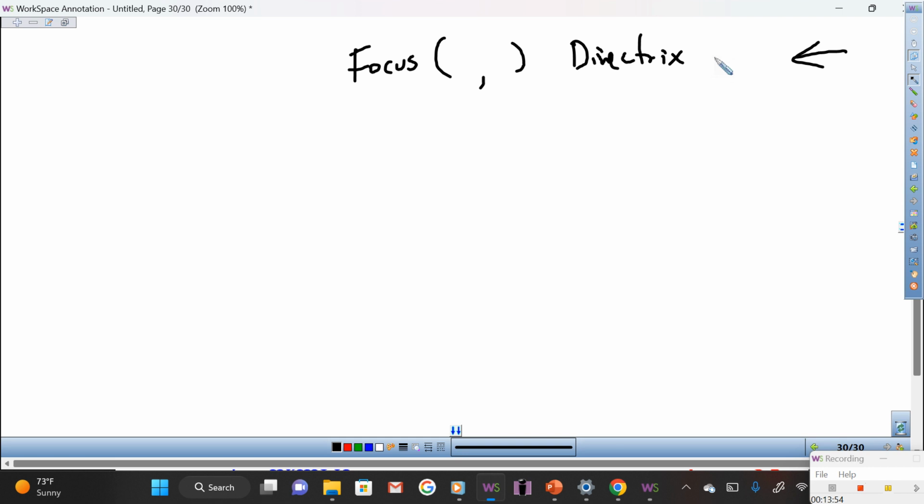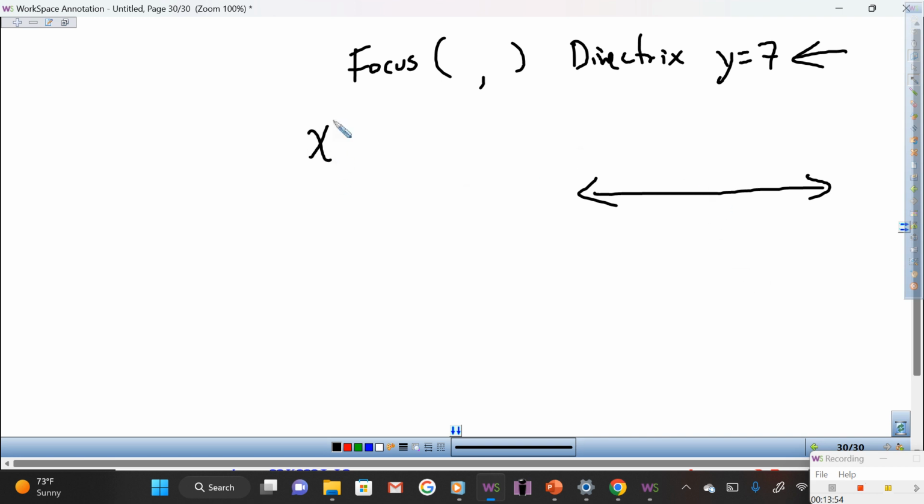So check this out. If the directrix starts with y equals a number, let's say 7, what does this line look like? It looks like this, is that correct? Which means the parabola is going to open either up or down. So that means that's a vertical parabola. That means you're going to write what? X squared equals 4py.